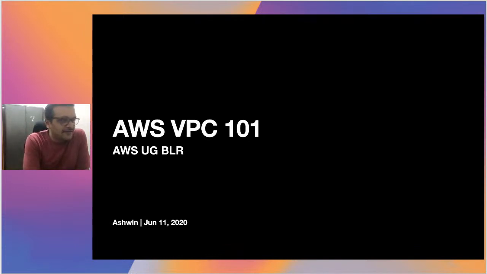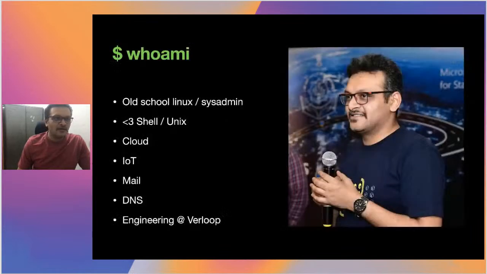So I'm going to spend about 45 minutes trying to go through the basics of AWS VPC, right? So this is who I am. I'm an old school Linux and sysadmin engineer. I've been working with Shell and Unix for most of my career. I've been working with AWS since they launched in India somewhere around 2007. IoT is one of my specializations. So I've worked with a couple of companies which have large scale IoT installations. I run my own mail and DNS servers, and currently I work as an engineer at Verloop. So we are a chat bot based support platform, right?